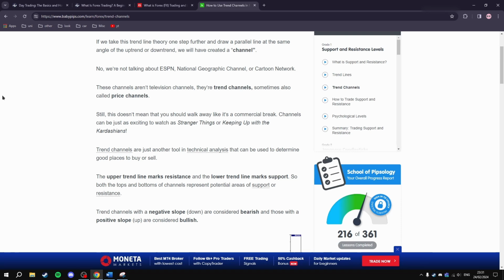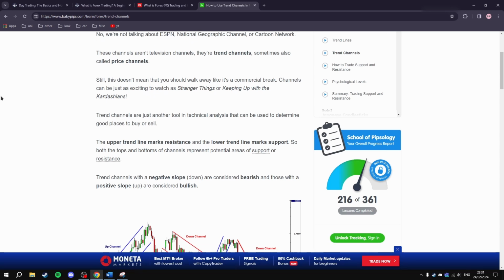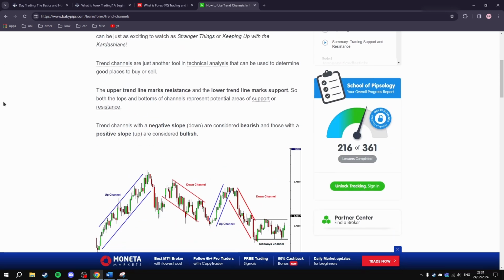Trend channels are just another tool in technical analysis that can be used to determine good places to buy or sell. The upper trend line marks resistance and the lower trend line marks support, so both the tops and bottoms of the channel represent potential areas of support or resistance. Trend channels with a negative slope going down are considered bearish, and those with a positive slope up are considered bullish.